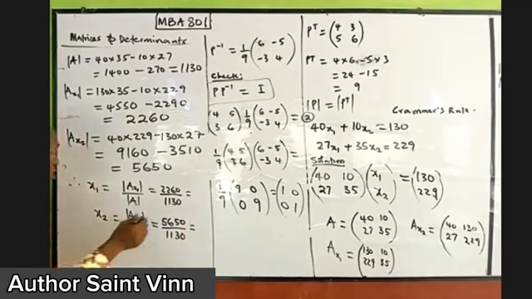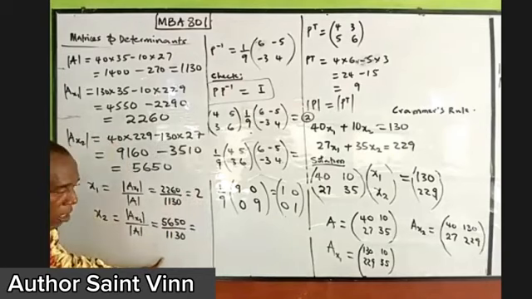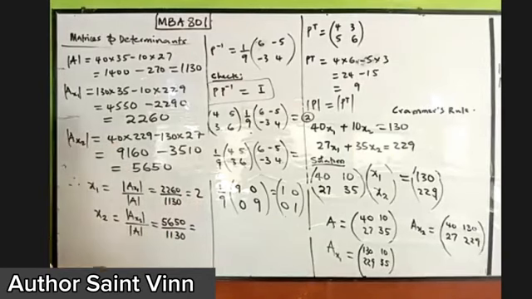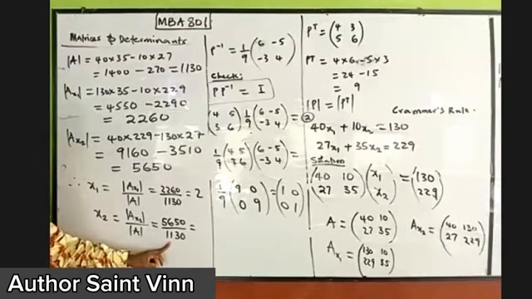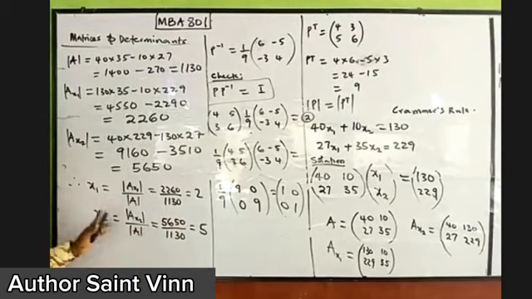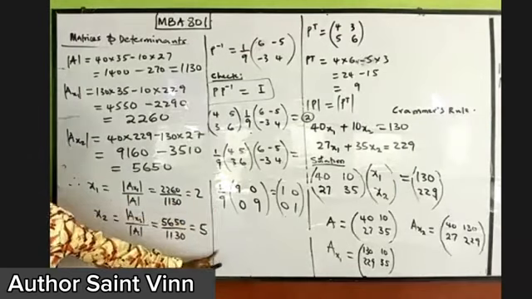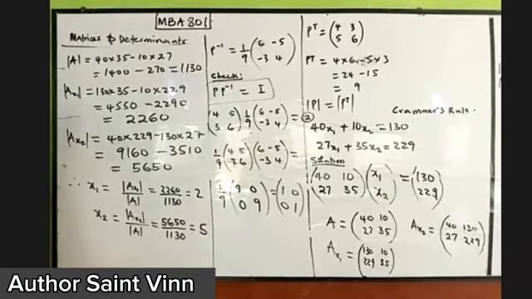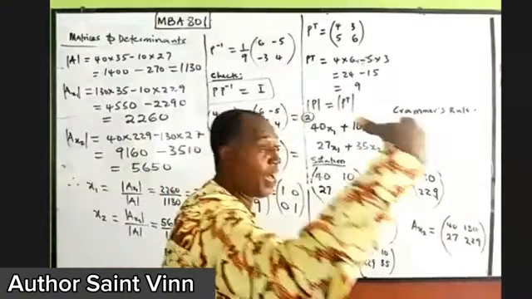First result, 2. This one, 5. That is the final answer. X1 is 2 and X2 is 5. That's the answer. So check whether you're right, in case of examination.